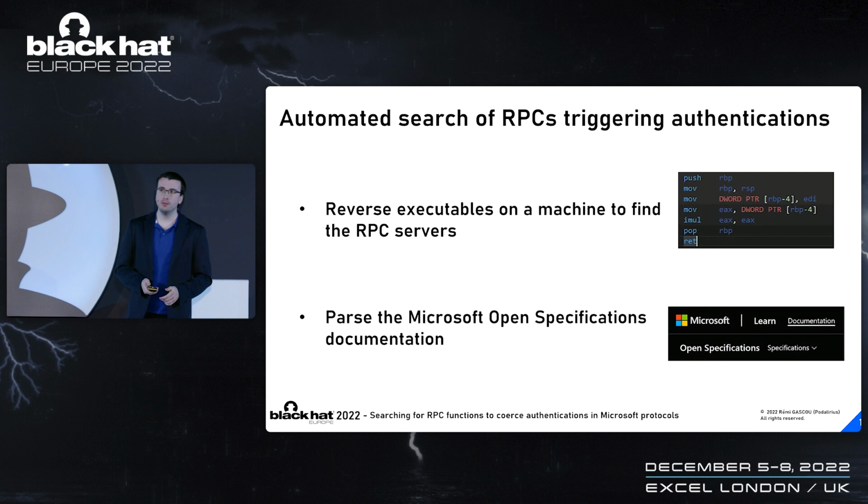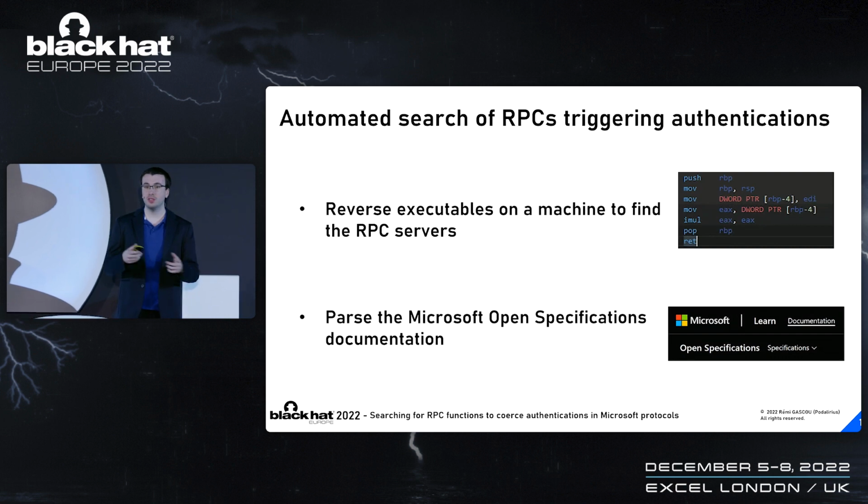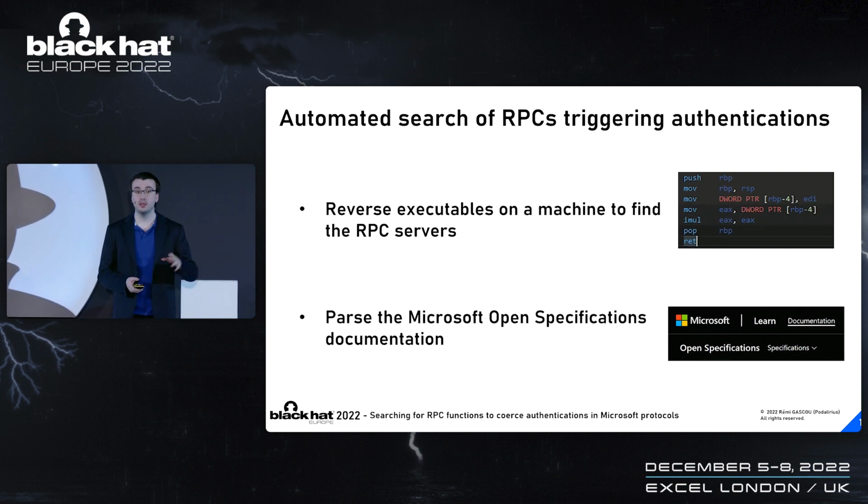So I was wondering, what can we do to automate the search of RPC functions? Because up until this day, when coerced authentication through RPC was found, it was found by reading semi-manually the Microsoft Open Specification docs, with PDFs or online, and trying to understand how the RPCs work, and what functions can be interesting to coerce authentication. So there are 2 ways to find new vectors to coerce authentications.